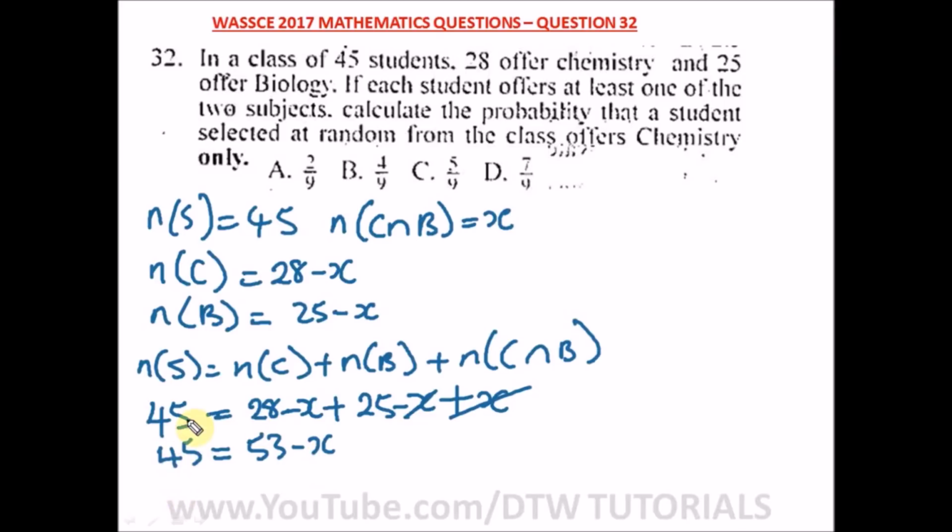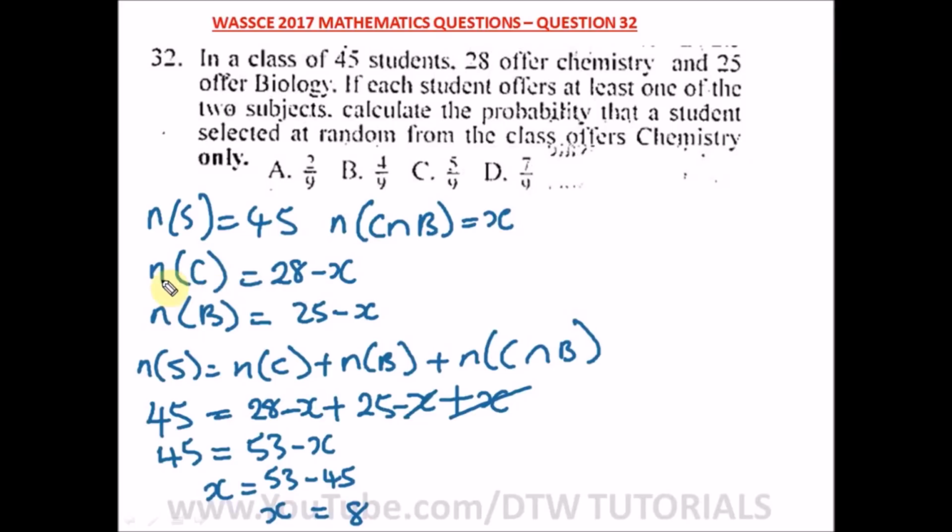We can take X here and bring 45 here. So X is equal to 53 minus 45, taking minus X to this side to be a plus X, bringing 45 to this side to be a minus. So we have X as 8. Since we have X as 8, the question says calculate the probability that a student selected at random from the class offers chemistry only.